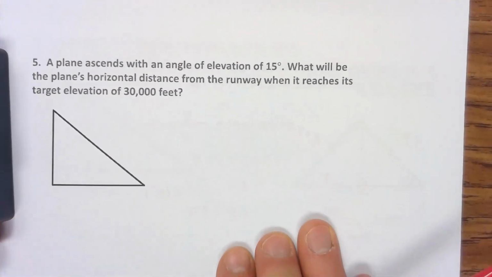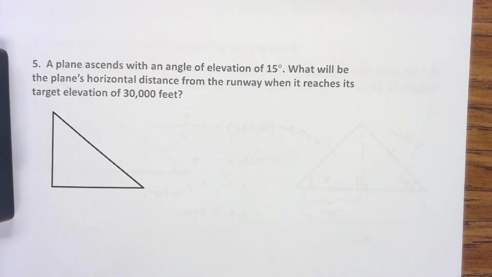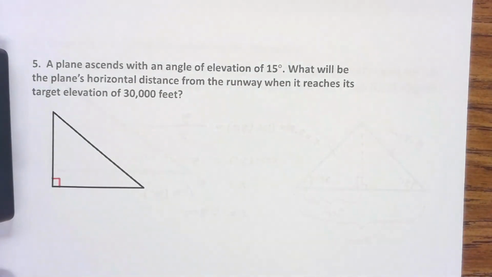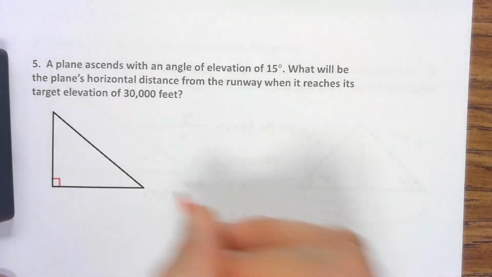All right, so it says the plane ascends with an angle of elevation of 15 degrees. What will the plane's horizontal distance from the runway be when it reaches its target elevation of 30,000 feet? A lot of times we'll have to draw the picture completely. With this giving us a triangle, we can start to figure out what this is entirely saying. So we'll draw our little airplane down here.